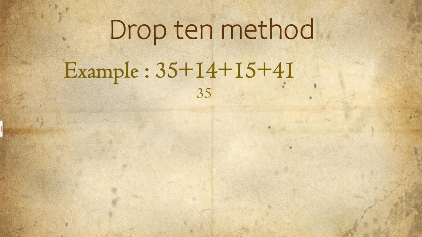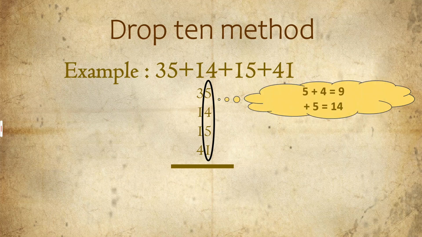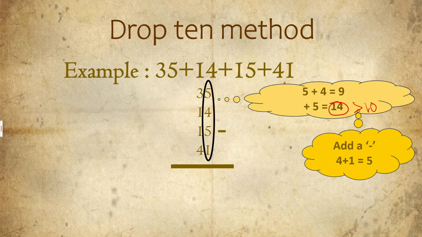The example over here is 35 plus 14 plus 15 plus 41. First, we're going to start off with adding the ones digits like we do in a typical conventional method. So 5 plus 4 is 9. Adding 5, which is the next number, to 9, we get 14. Now over here, 14 is bigger than 10, right? It's greater than 10. So we are going to be adding a dash in front of 5, right? Because upon adding 5, we're getting a number greater than 10, so we add a dash.